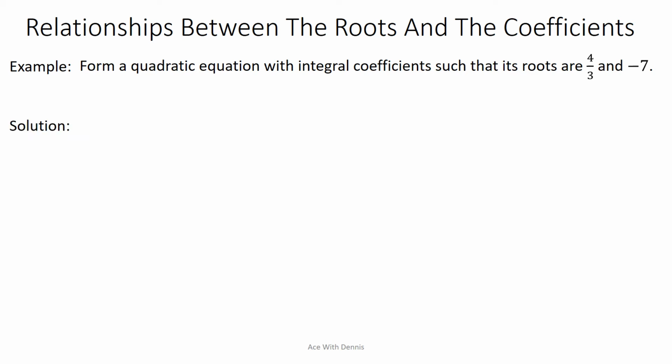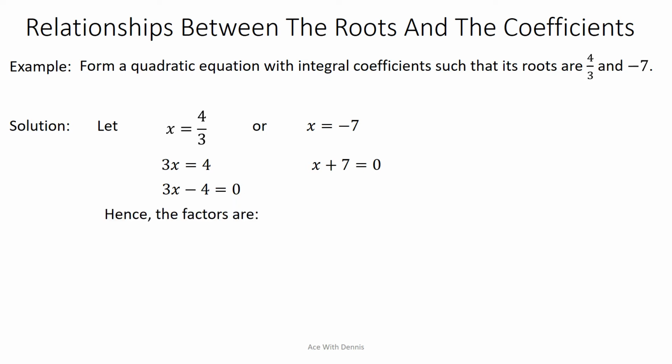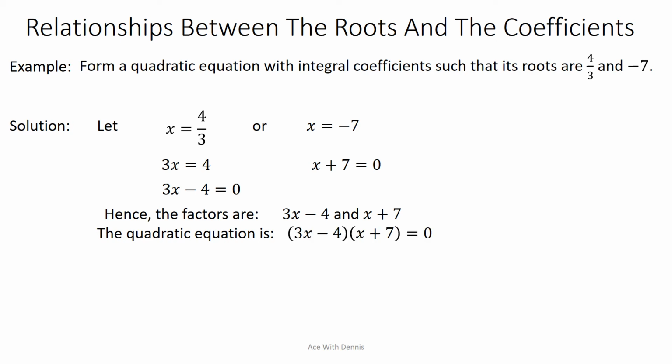The solution for this example is, let x equals 4/3 or x equals negative 7. We reverse the process, it becomes 3x equals 4 or x plus 7 equals 0, 3x minus 4 equals 0. Hence, the factors are 3x minus 4 and x plus 7. The quadratic equation is (3x minus 4)(x plus 7) equals 0. Expanding it, it becomes 3x squared plus 17x minus 28 equals 0.